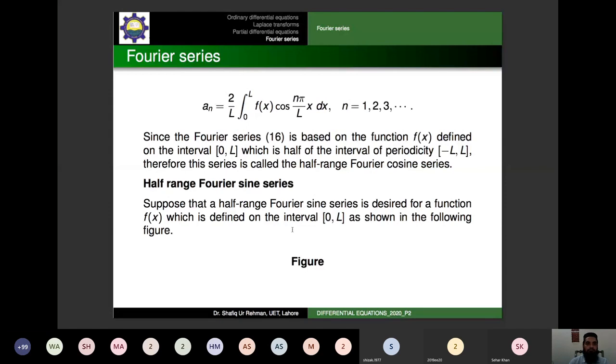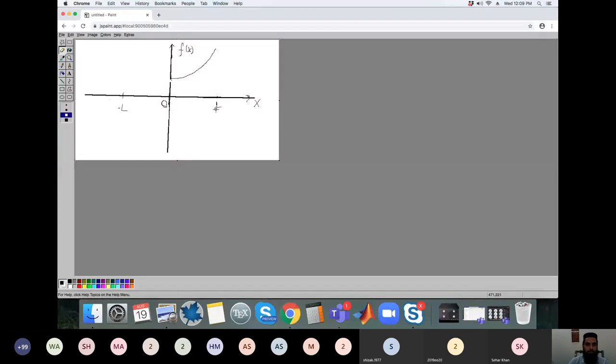Let me erase. We have been given only this portion of the graph. f of x is defined over the interval from 0 to L. And we have to extend this over the other half from minus L to 0 to ensure that the function defined over the interval from minus L to L is going to be odd. For the half-range Fourier sine series, the function has to be odd.